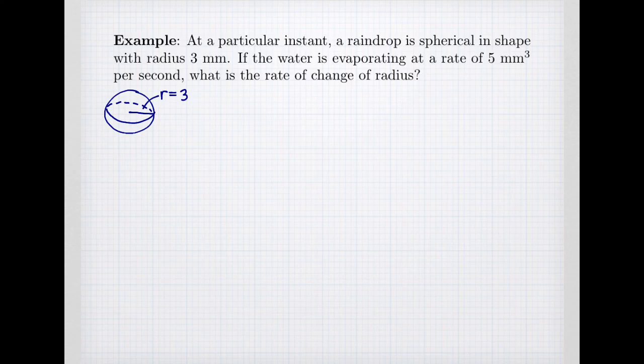The raindrop is actually shrinking, but at this instant, the radius is 3 millimeters, and now I need to determine this rate of change. The key is that as I'm looking at this quantity, millimeters cubed tells me that that's a volume. And so I have a rate of change of volume from the information that I'm given. I'm also told at my instant that the rate of change of volume with respect to time is decreasing, so it's -5, in cubic millimeters per second.